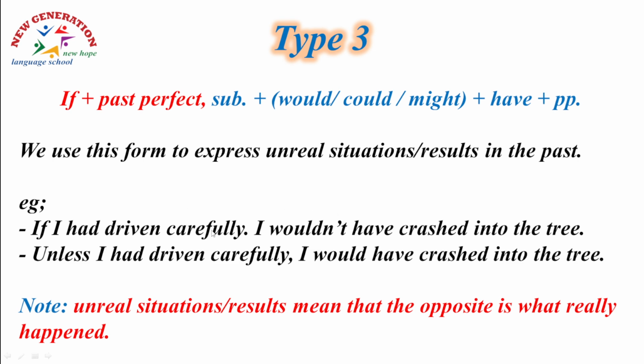If I had driven carefully, I wouldn't have crashed into the tree. So what really happened in the past is that the person who says this statement didn't drive carefully and crashed into the tree. And here is the negative form again. Unless I had driven carefully, I would have crashed into the tree. Unreal situations or results mean the opposite. If that means the opposite, that means that the opposite of what we say is what really happened.